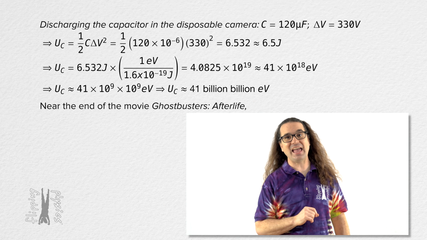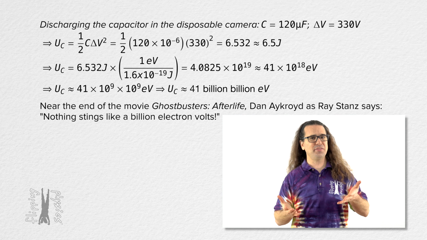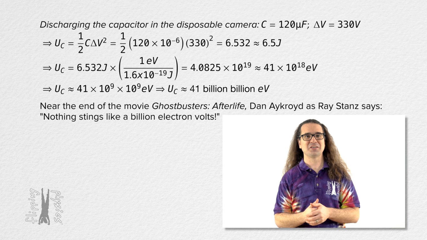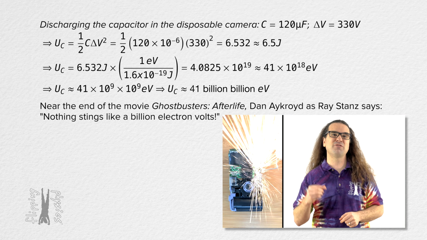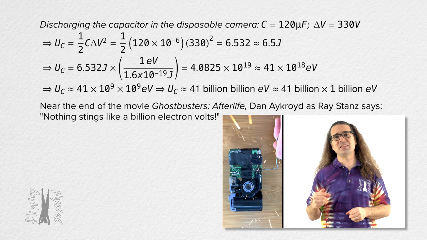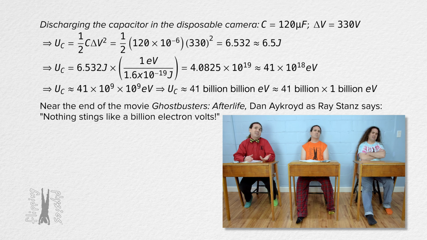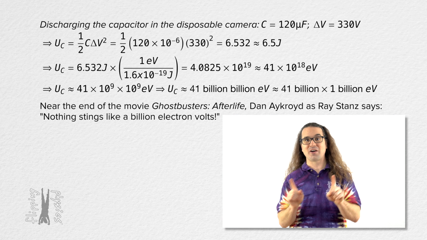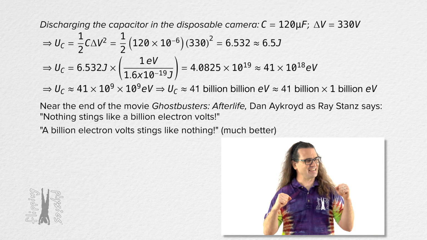So, when near the end of the movie Ghostbusters Afterlife, Dan Aykroyd's character Ray Stantz says, "Nothing stings like a billion electron volts." The amount of electric potential energy released in this capacitor is roughly 41 billion times more than the amount of electric potential energy he is referring to. That's kind of funny. Right? No, it's kind of not, because electron volts are units of energy generally associated with subatomic particles. In fact, I would say Ray Stantz mixed up the order of the words in his sentence. He should have said, "A billion electron volts stings like nothing."